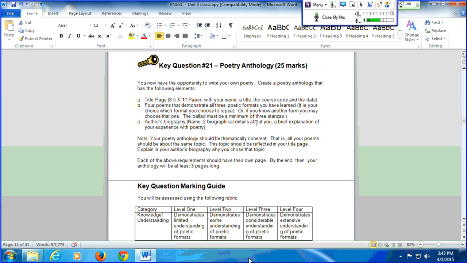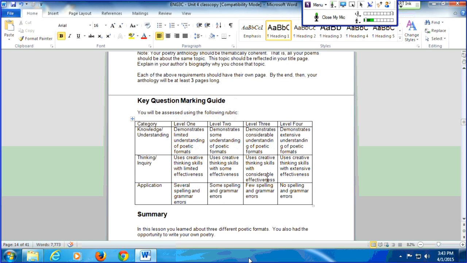Now, your assignment will be assessed using the rubric that's on the next page. And that rubric looks at how well you understand the poetic formats, how well you use your creative thinking skills when you write them, and is your spelling and grammar correct?